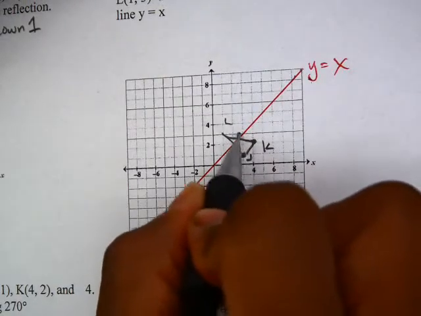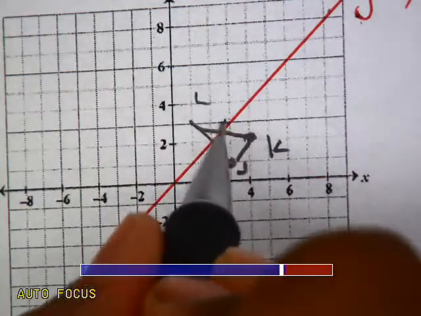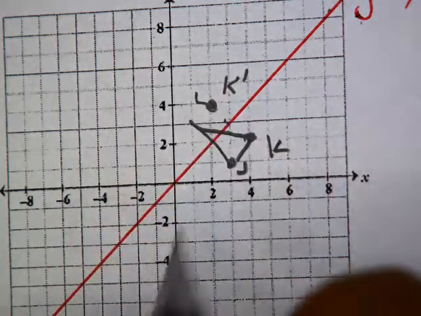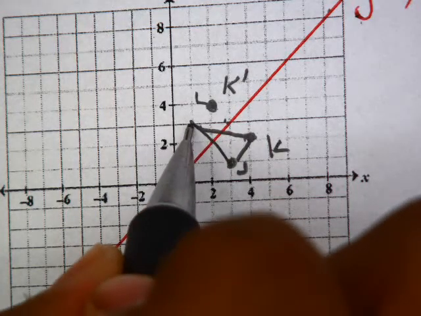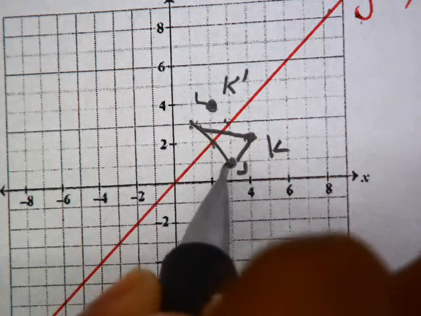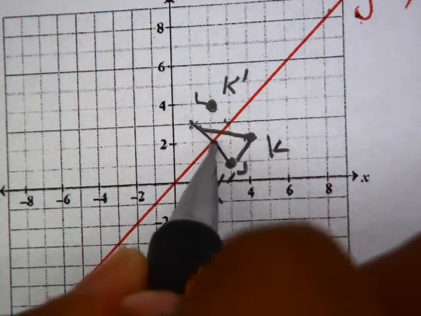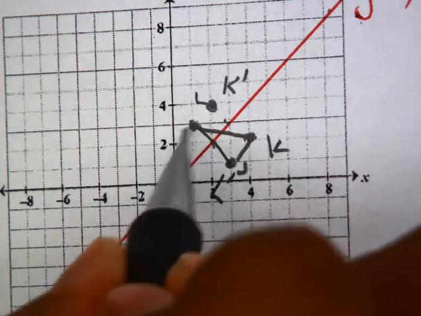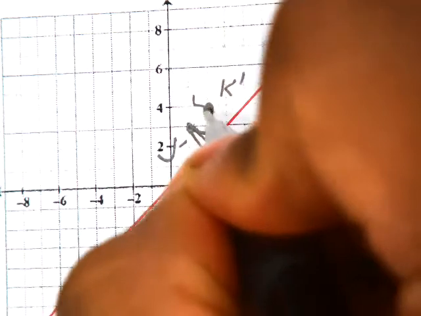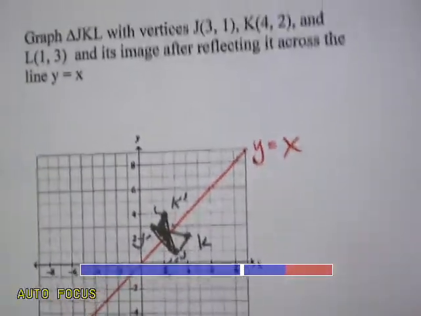Notice how K is 1 diagonal away from y equals x. So K prime should be over here, 1 diagonal on the opposite side. L is 1 diagonal away, so it should be 1 diagonal on the opposite side. So L prime should be where J is currently at right now, and J prime should be currently where L is at, so J prime right there.